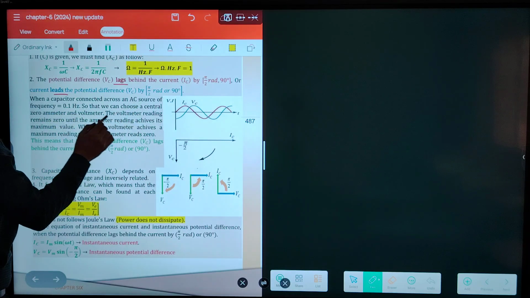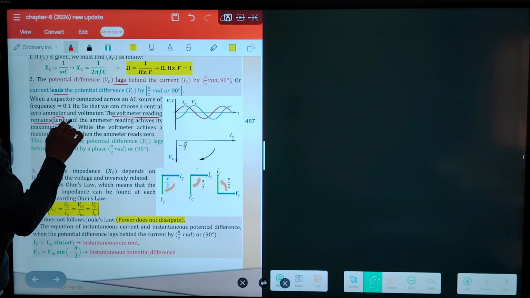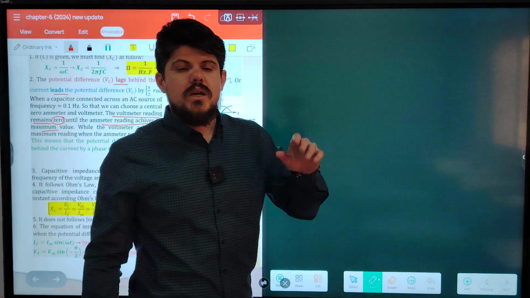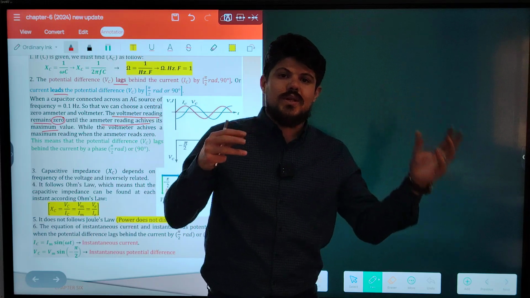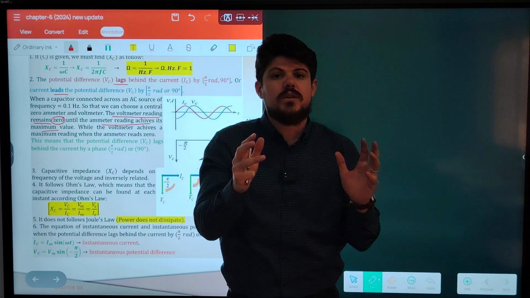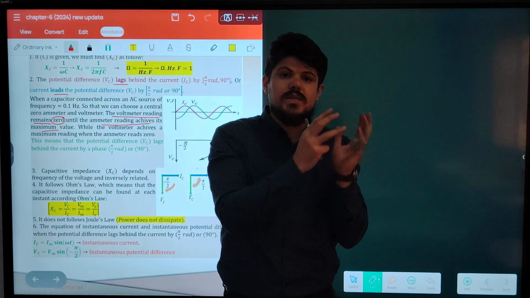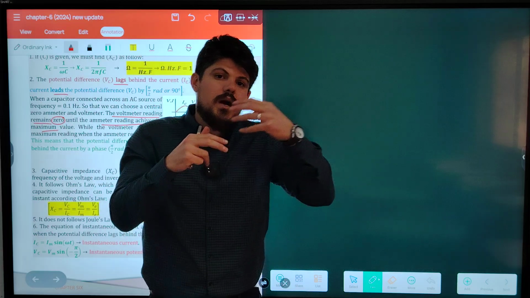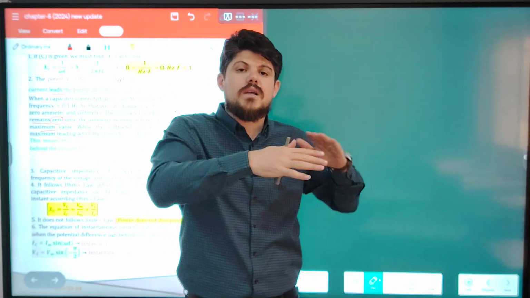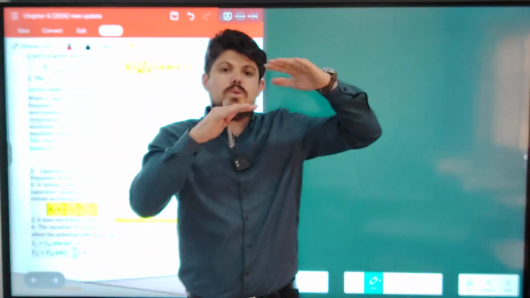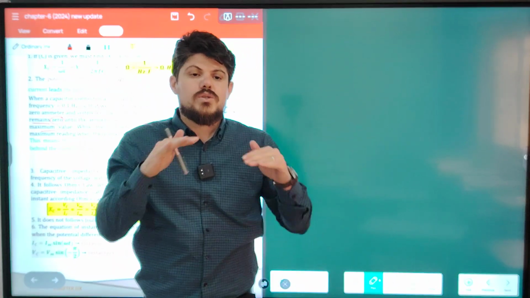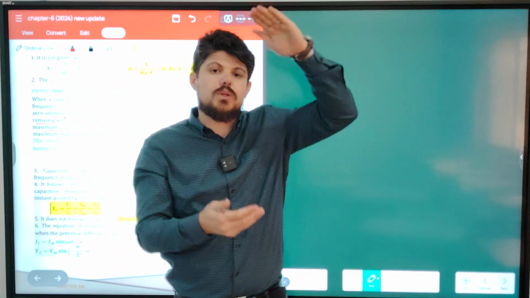So when the voltmeter reading remains 0, the ammeter reading achieves maximum value. Guys, the capacitor is like this. Imagine you are trying to flow water into a tank. As the water flows into the tank, the current is maximum, but the potential difference is 0. So the potential difference in the capacitor is 0 at first, but the current is maximum until the capacitor becomes charged, until the water tank is filled with water. When the tank is filled, the water cannot flow into the tank anymore. So in this case, the current becomes 0, but the potential difference is what?